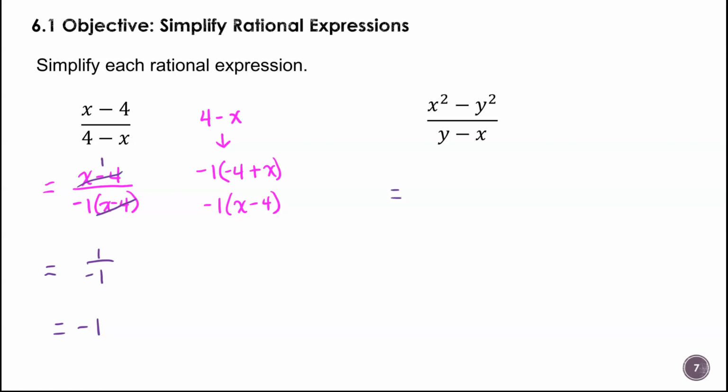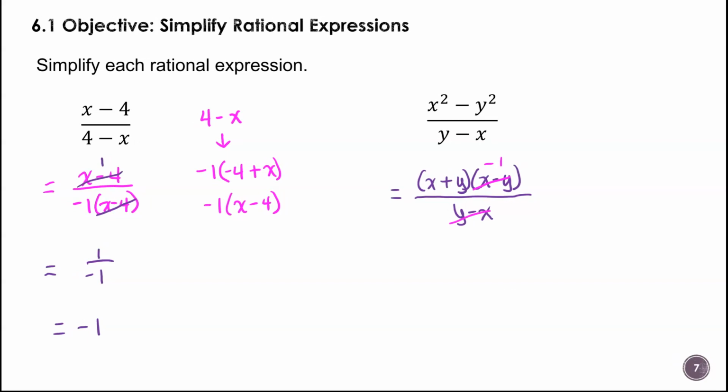I'm going to factor the numerator as a difference of squares, so x plus y times x minus y. And then in the denominator, I have y minus x. So x minus y and y minus x, those are opposites. When I divide, I get negative 1.